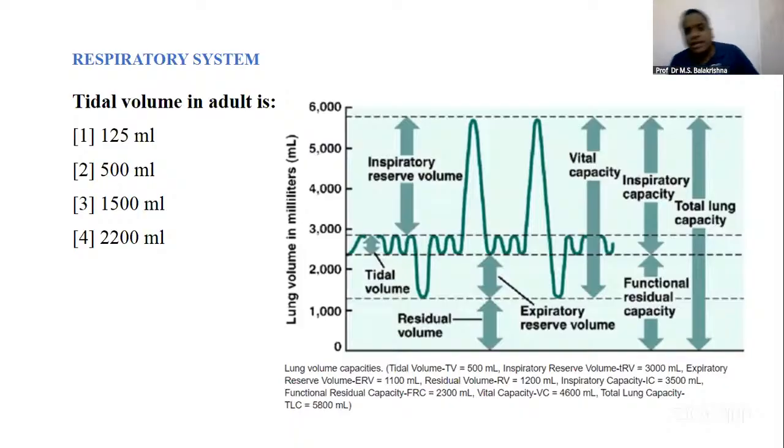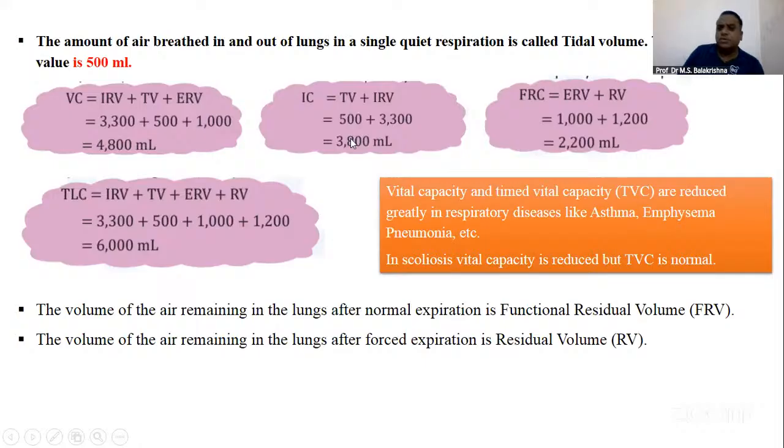Tidal volume in adult, this we have just discussed. So the tidal volume is 500 ml. So this is the T plus I plus E, the lung capacities, and 3 plus 4, and 1 plus 2 plus 3 plus 4. TIER. 1 is T, 2 is I, 3 is E, 4 is R. So like this, learn the values and you can add all those things and derive the correct answer. Same thing what I told you.